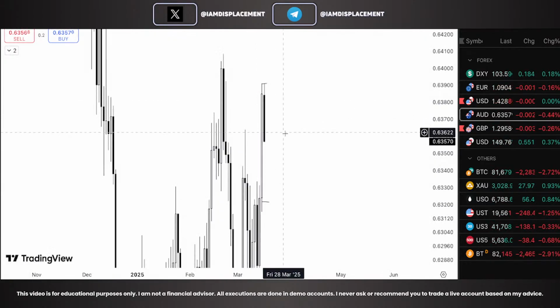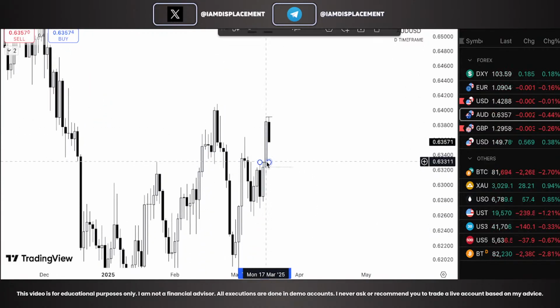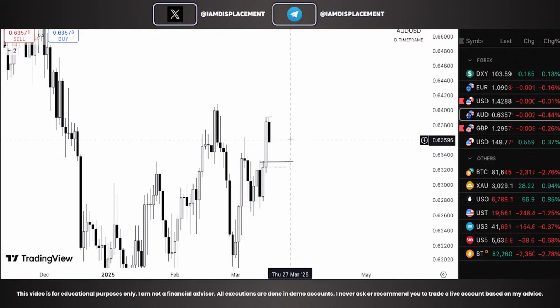Let's take the daily time frame. On the daily time frame, we have nothing so far. We only have this order block. So wait for the price to hit the order block, and then we can expect higher prices. Until then, there is nothing we can do.